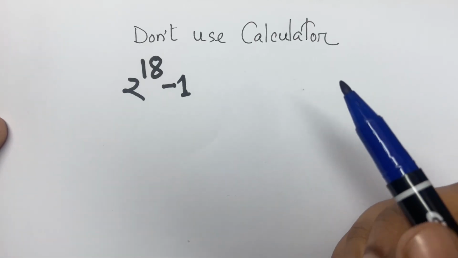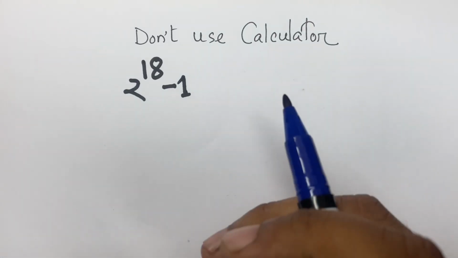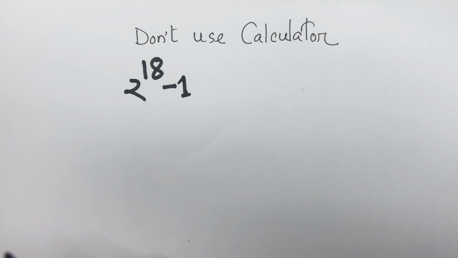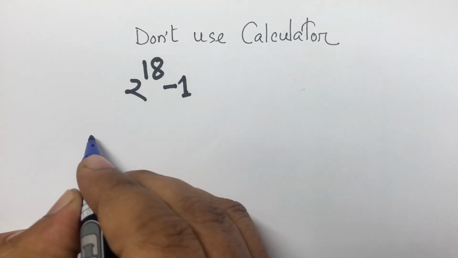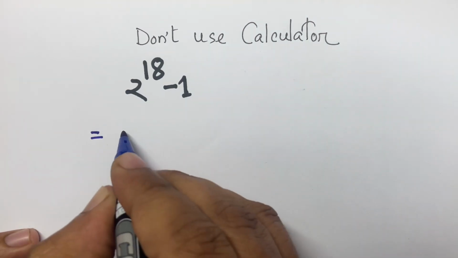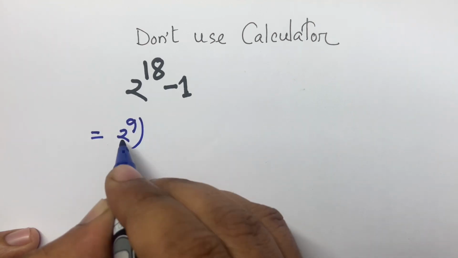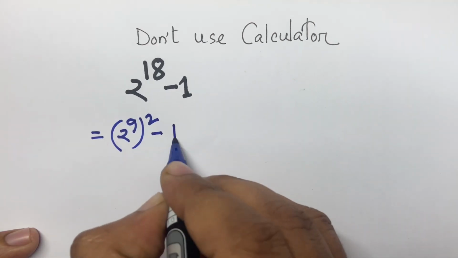Hello everyone. In this video, I solve this math Olympiad question. The question is 2 to the power 18 minus 1, but you don't use a calculator. So first of all, I can write 2 to the power 18 as 2 to the power 9, squared, minus 1.